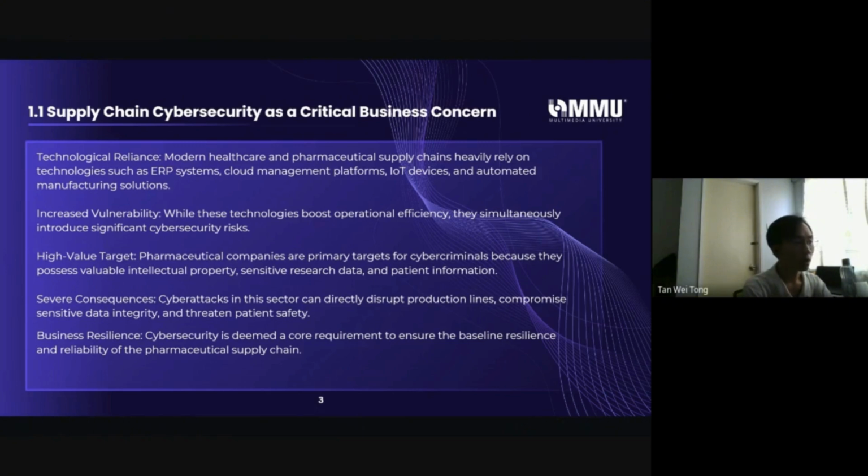Pharmaceutical companies are primarily targets for cybercriminals because they possess valuable intellectual property, sensitive research data, and patient information. There are severe consequences. A cyber attack in this sector can directly disrupt production lines, compromise sensitive data integrity, and threaten patient safety. Business resilience: cybersecurity is deemed a core requirement to ensure the baseline resilience and reliability of the pharmaceutical supply chain.